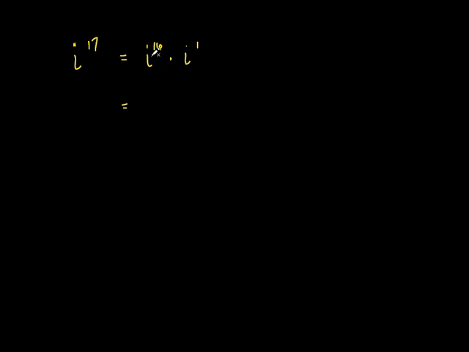Now, why did we pick i to the 16th? What's so important about that? It becomes a 1, doesn't it? It's a multiple of 4, and anytime you have i to a multiple of 4, it becomes a 1. So that is just a 1. What am I left with? Just left with i, and that's my answer. So i to the 17th is the same exact thing as just i.